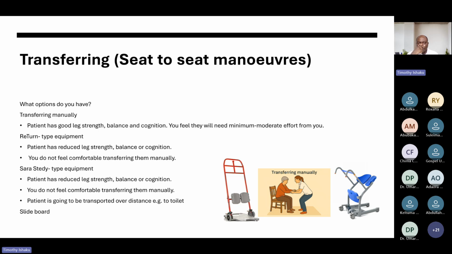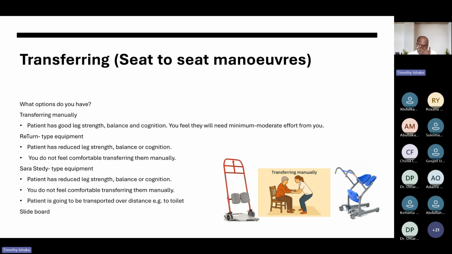Another one I did not put on my PowerPoint, because they mentioned spinal cord, is the banana board. Now, the banana board is another good piece of equipment that we can use to transfer patients, especially whether they have complete spinal cord injury or problems with their lower limb. Banana board, or sliding board. We can use that banana board or sliding board to transfer patients from one seat to the other or from one bed to the other.